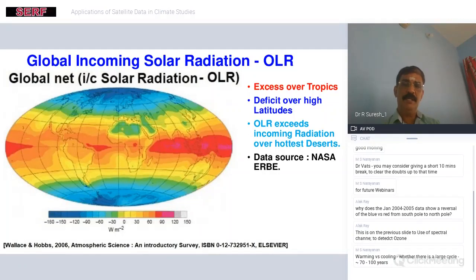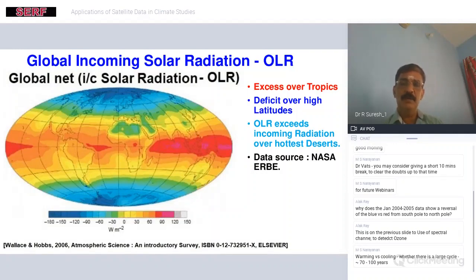And then this data is from NASA, the Earth Radiation Budget Experiment satellite data. So here you will see that right over here I will be taking our Indian region. The Indian region, the yellow color, corresponds to somewhere between 10 and 30, 40, 50, that value. So it is surplus again.